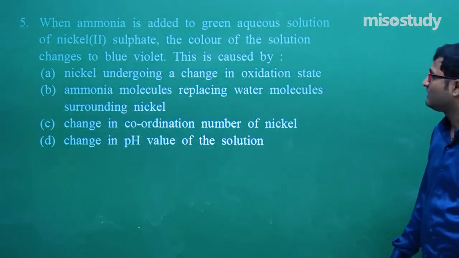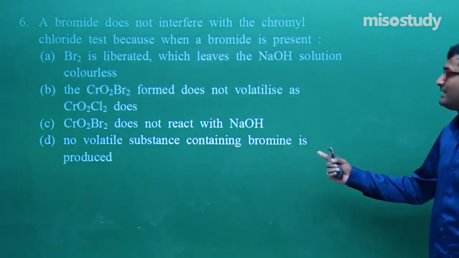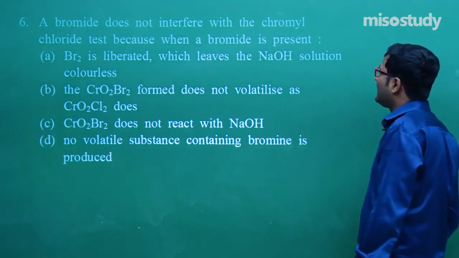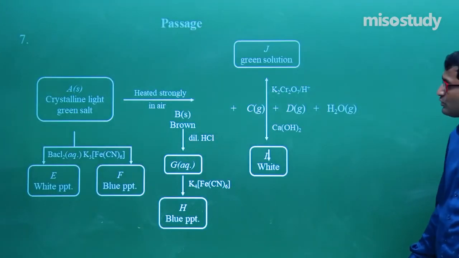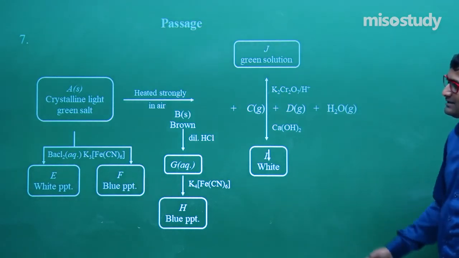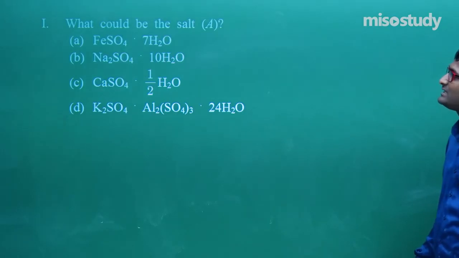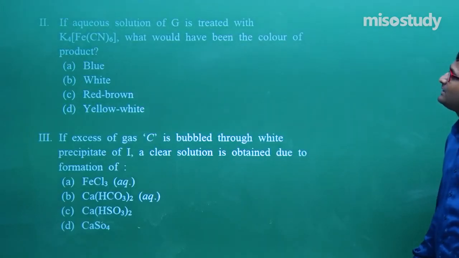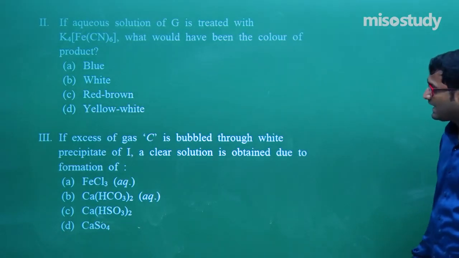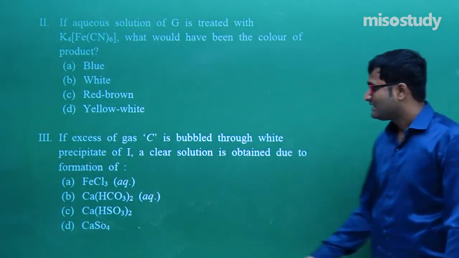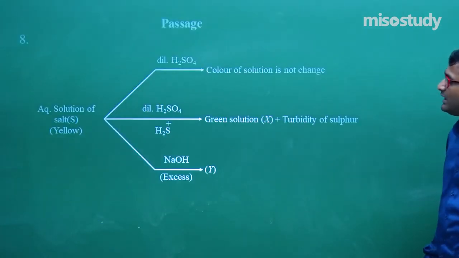Now this is just a revision. For question number 6, what was the correct option, friend? That is A, Br2, which leaves the NaOH solution colorless. For question number 7, this is a passage type question. As I told you earlier, the crystalline light green salt is FeSO4·7H2O, A is the correct option. And in this case, when treated, A is the correct option, blue. And for the third part, Ca(HSO3)2.